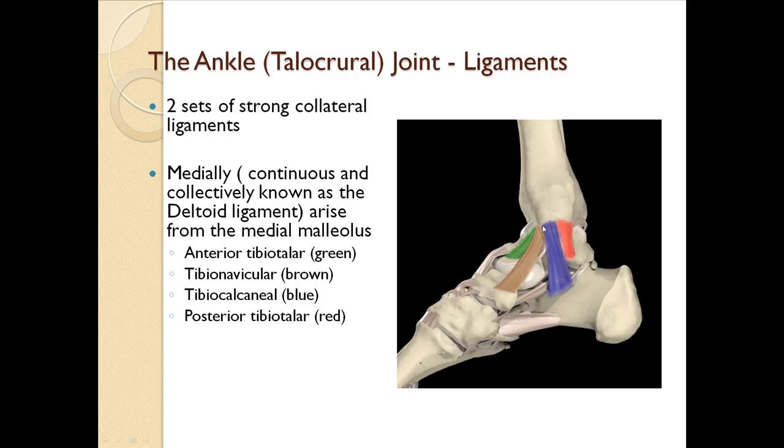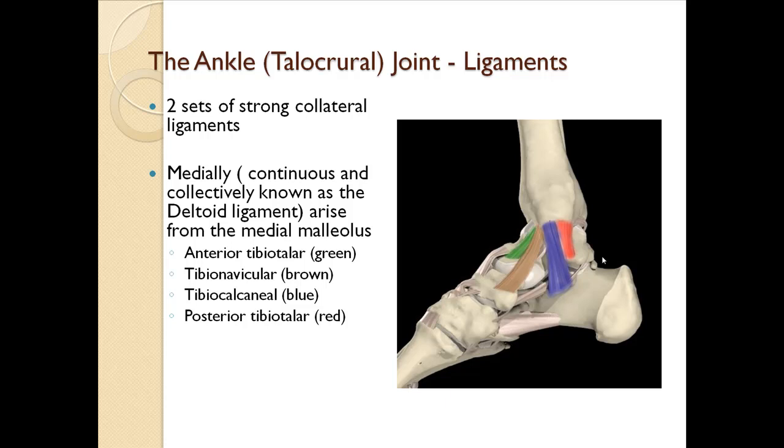The brown one is the tibio-navicular ligament, going from the anterior border of the malleolus to the tuberosity on the medial aspect of the navicular. This is the tibiocalcaneal ligament, passing from the tip of the medial malleolus down to the length of the sustentaculum tali here. And then finally we have the posterior tibio-talar ligament, passing from the posterior border of the malleolus across to the medial tubercle of the talus itself.